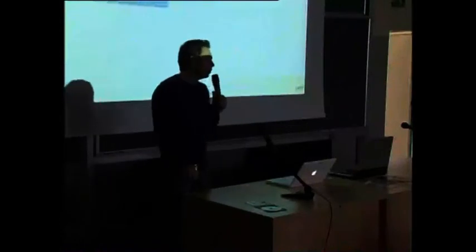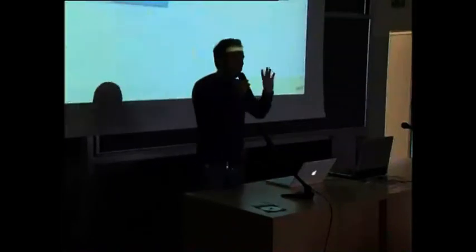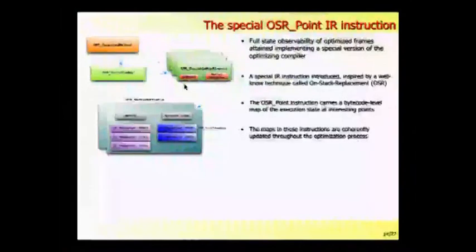I've introduced a special IR instruction, which is called OSR point. This instruction is treated by the JIT compiler in a special, dedicated way, which means that when the compiler finds an OSR instruction, it builds a map of the state at that bytecode point, and this instruction is updated throughout the optimization process, so that if something happens to a variable, we know it, because this information has been recorded in the map.